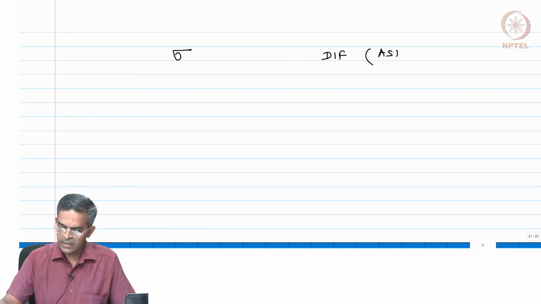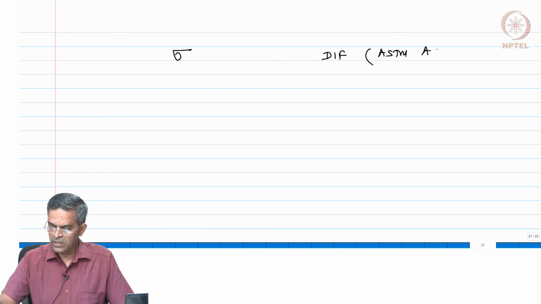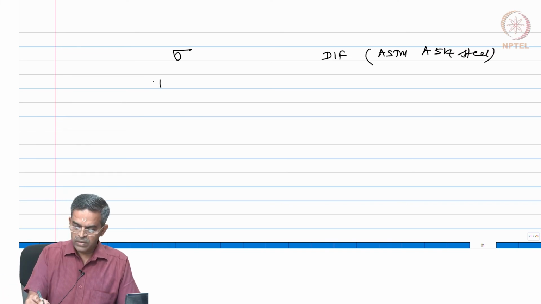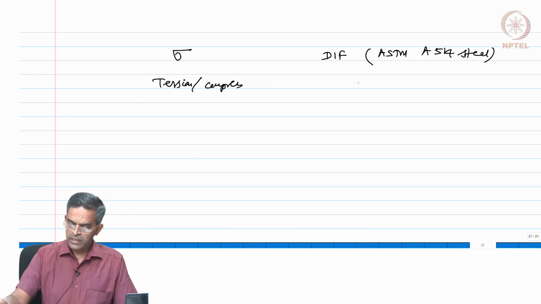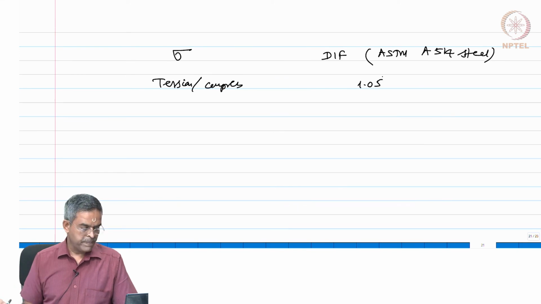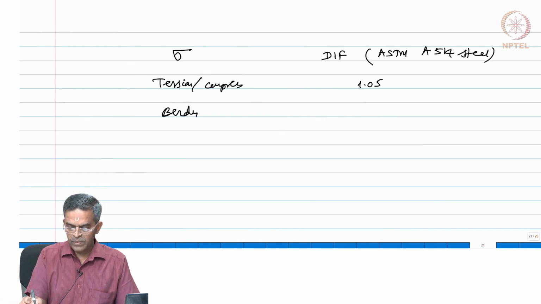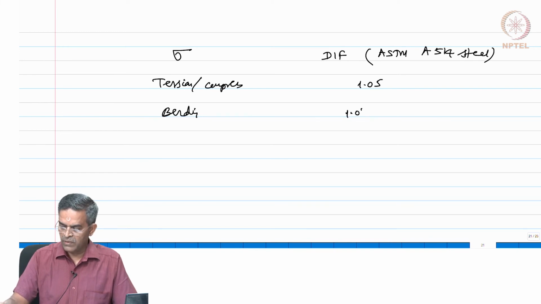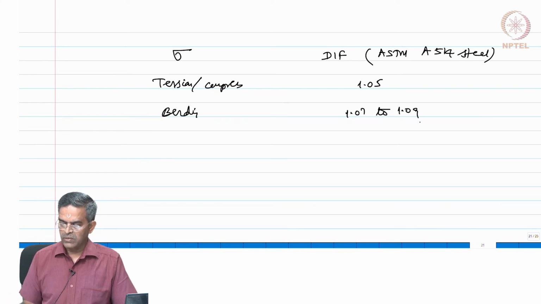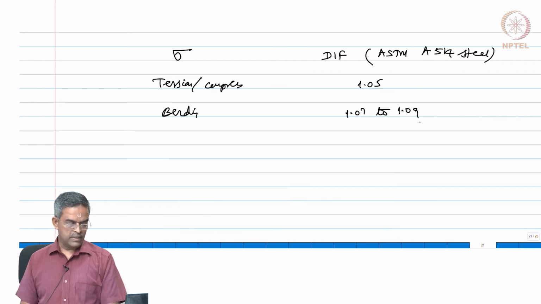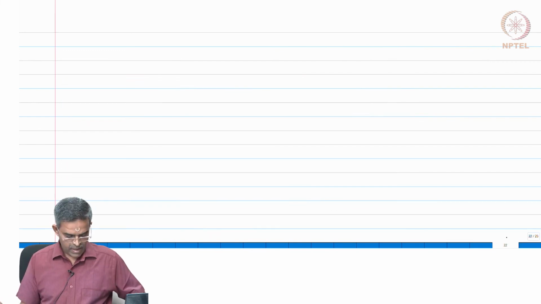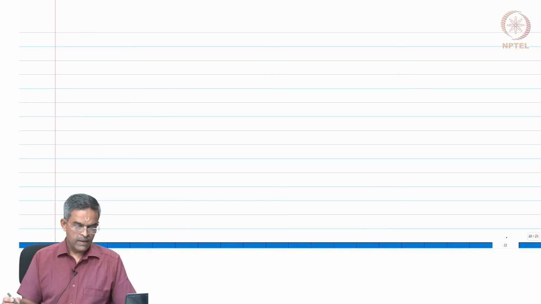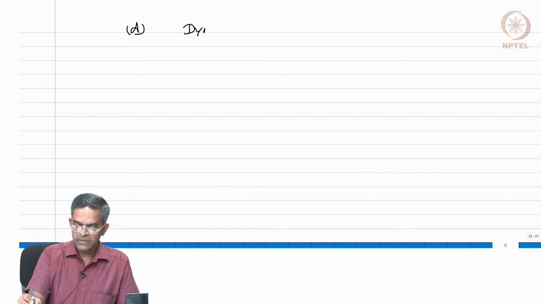So, there is an advice given by the code depending upon the stress, the DIF value suggested as per ASTM A36 steel, A514 steel. It says for tension and compression, it suggests 1.05, and for bending, that is flexure, it suggests 1.07 to 1.09. So, there is about 10% increase in the dynamic strength. Okay. Having seen this, let us go to the dynamic design stress.